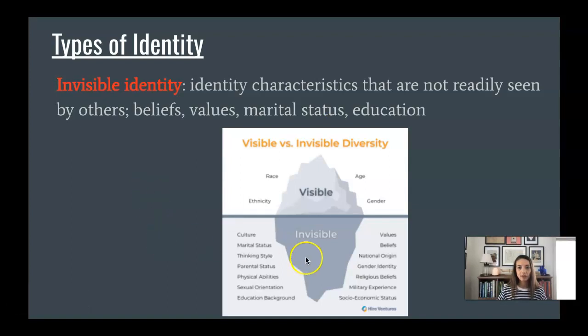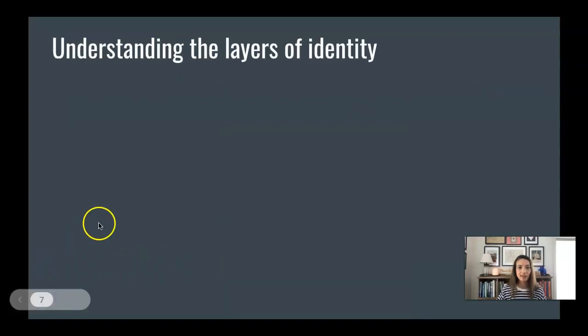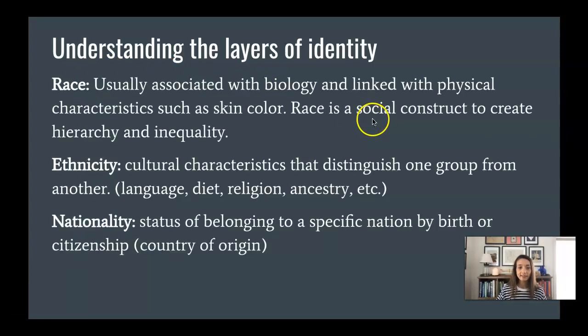Okay, so here is the graphic, another iceberg graphic that represents some of that. I'm going to pause here for just a second so that you can see it. If you want to look at the graphic for longer, make sure that you are pausing on your end so that you can look at the differences between what's visible and what is not. Okay. Now, this one is titled Understanding the Layers of Identity.